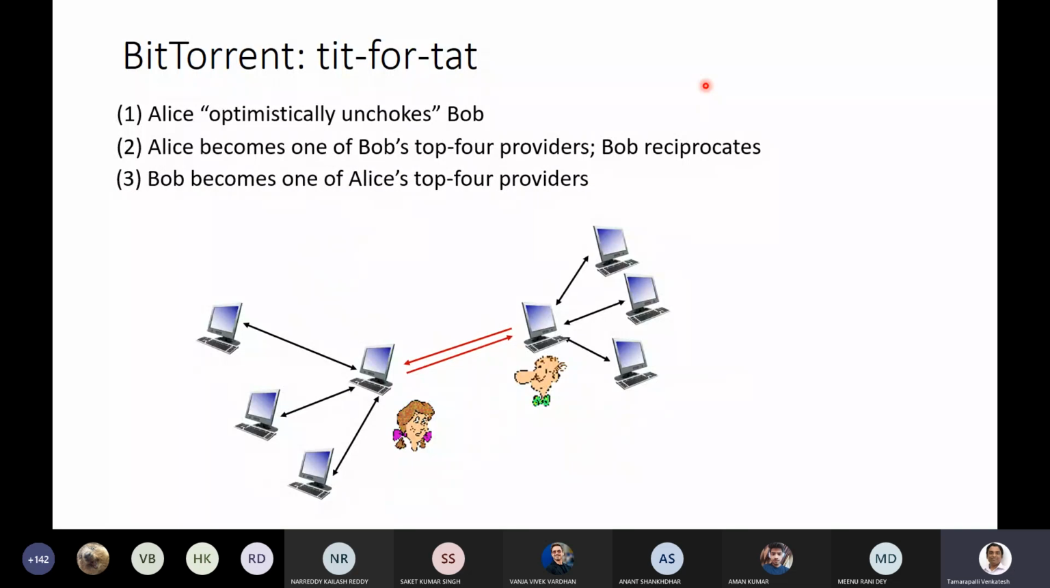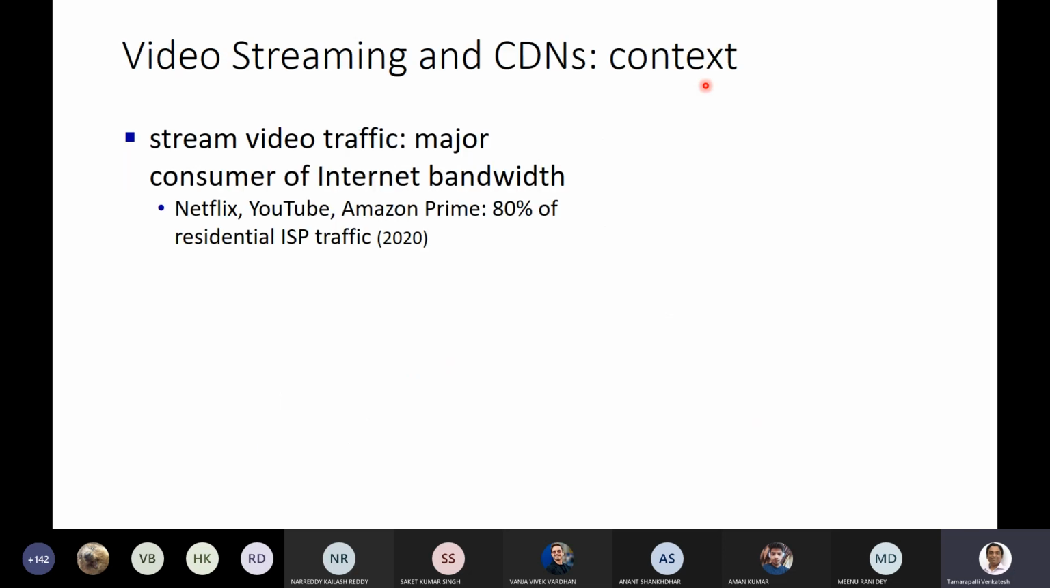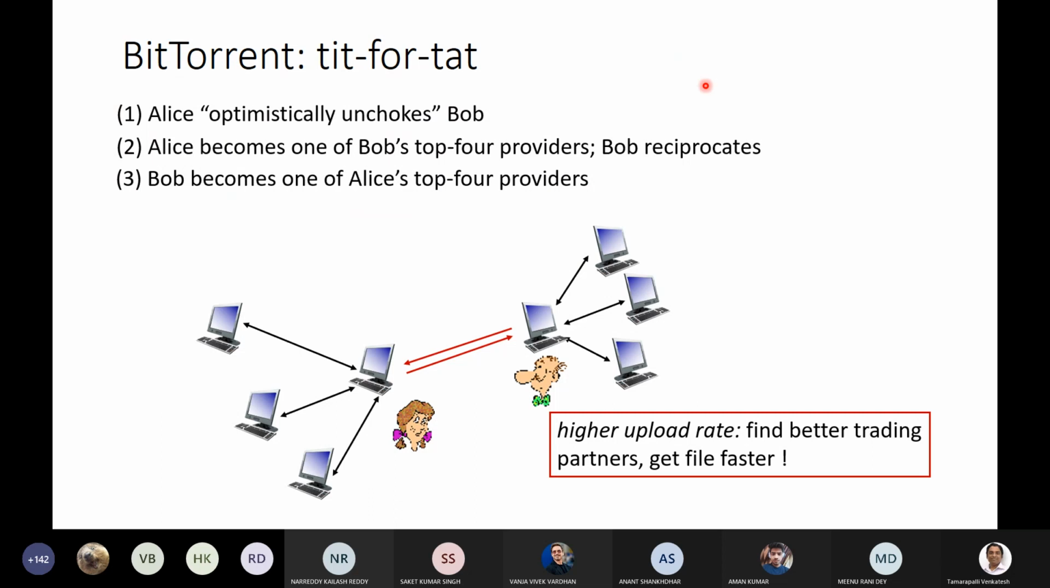So this is the tit for tat strategy. Alice optimistically unchokes Bob, and then Alice becomes one of Bob's top 4 providers. If Bob reciprocates, then Bob also remains as one of Alice's top 4 providers. Otherwise, he is thrown out of the system. The idea here is that the higher the upload rate, the faster you will also get the content from the other peers. Okay.